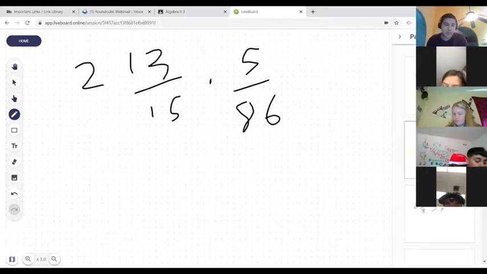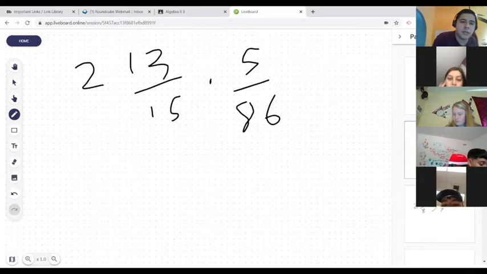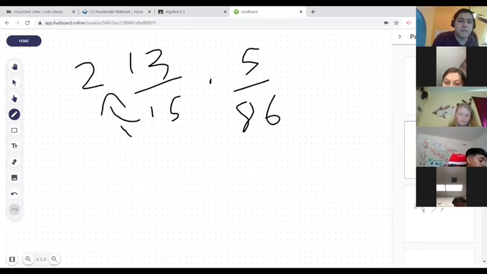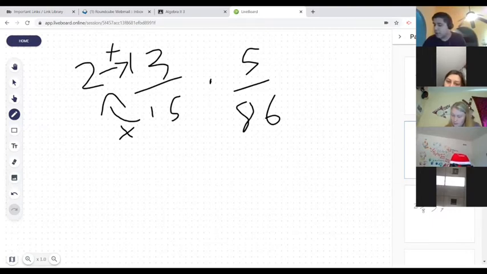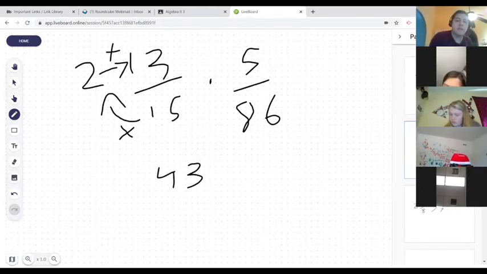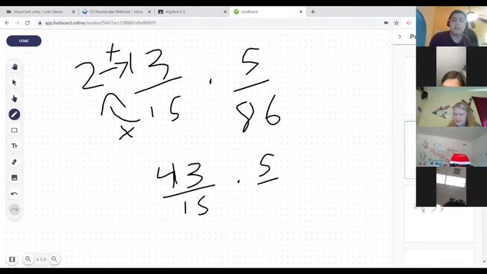So again, make sure to turn that into an improper fraction. So we multiply, and then we add it to the top. So 15 times 2, which is 30, and then we add it to 13. 43. So 43 over 15 times 5 over 86, right?